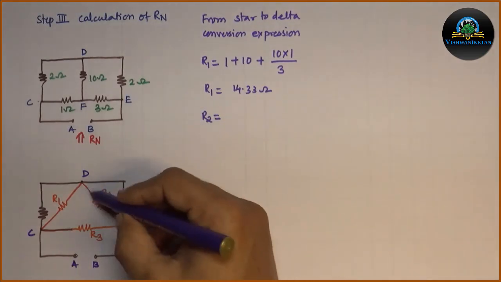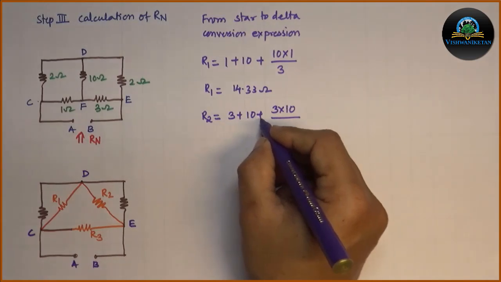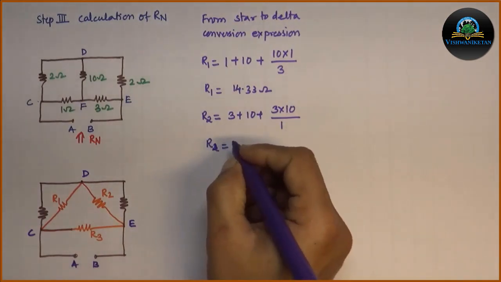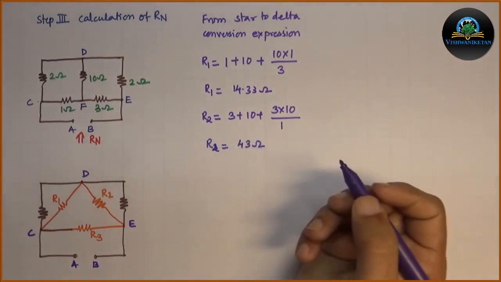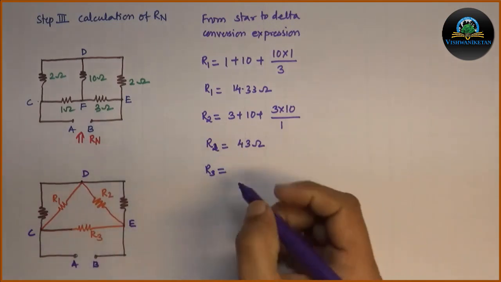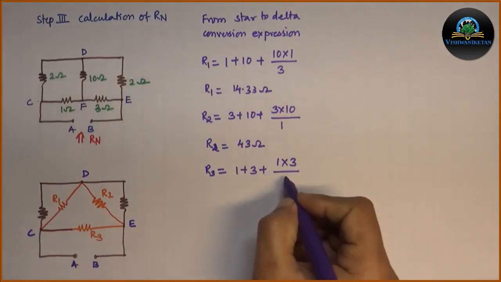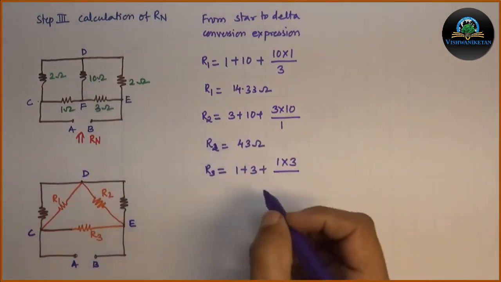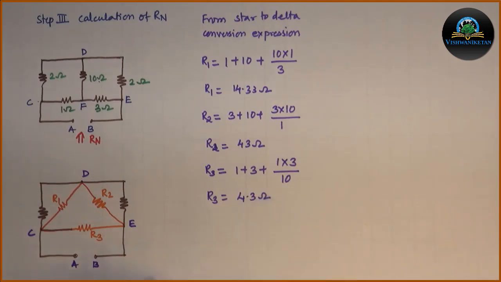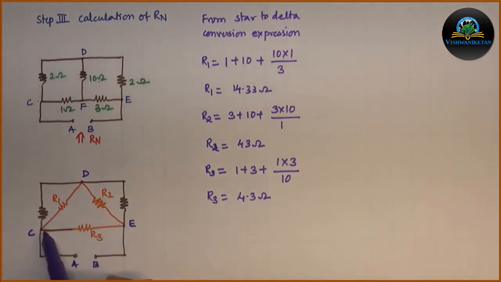Similarly for R2, the two resistances are 10 ohm and 3 ohm, and the remaining resistance is 1 ohm. Hence 3 plus 10 plus 3 into 10 divided by 1, so R2 is 43 ohm. For R3, the two resistances are 1 and 3, and the remaining resistance is 10 ohm. So 1 plus 3 plus 1 into 3 divided by 10, and we get R3 as 4.3 ohm. So we get the values of R1, R2, R3, the star converted into delta.